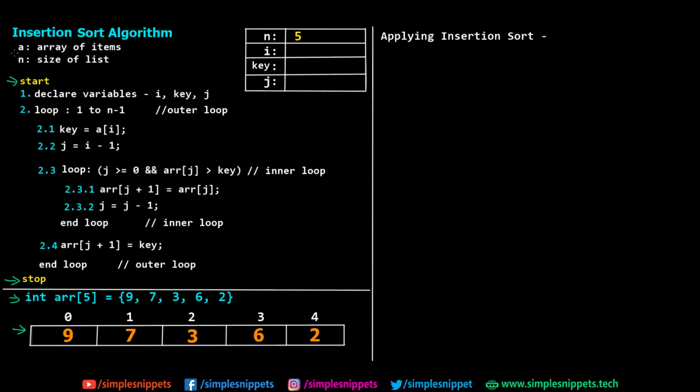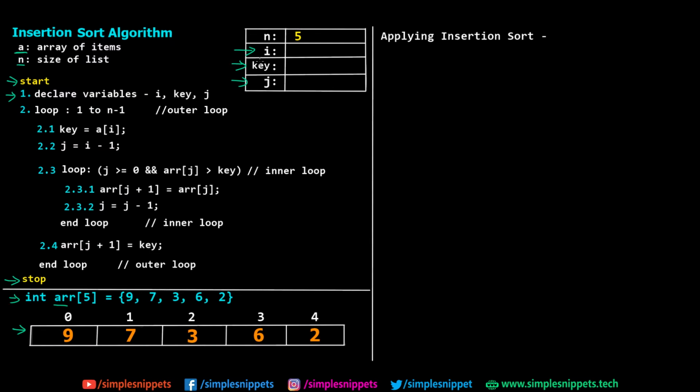So we have A, which is array of items. This is that array ARR or A. Okay, it's one and the same thing. N is the size of the list, N is 5, so I have directly hard coded it over here. Then we have certain variables. So you can see step number 1 says declare variables I, key and j. So these are those 3 variables I, key and j.